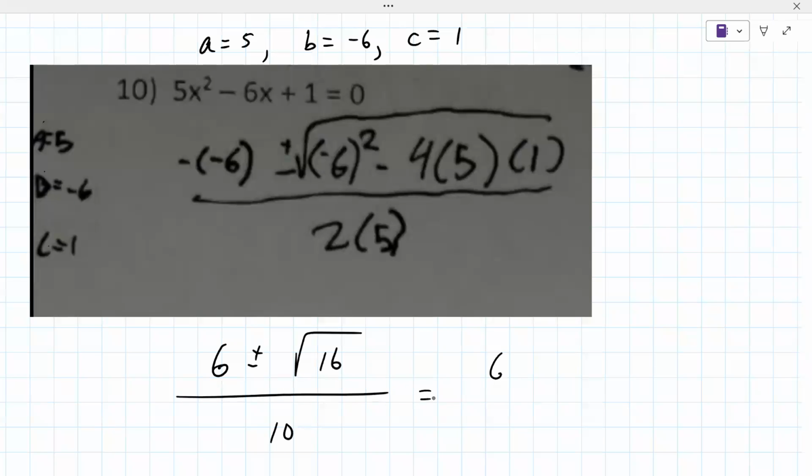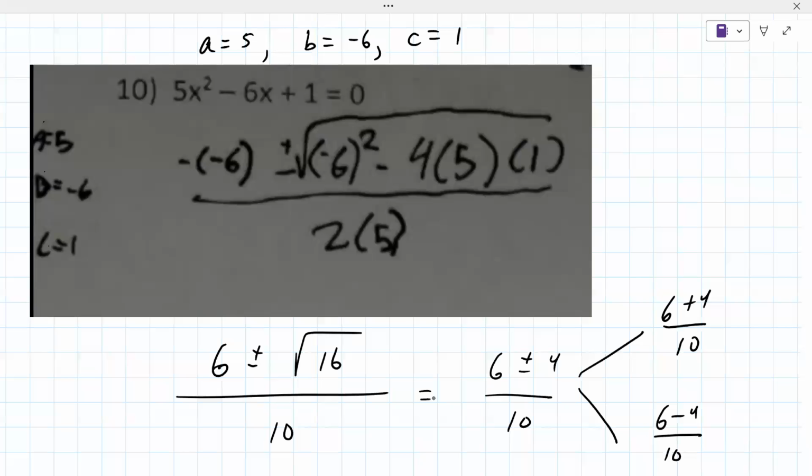This is 6 plus or minus 4 over 10. You have to break it apart. It's 6 plus 4 over 10, and 6 minus 4 over 10, which is 10 over 10, which is 1, and 2 over 10, which is 1/5. Okay.